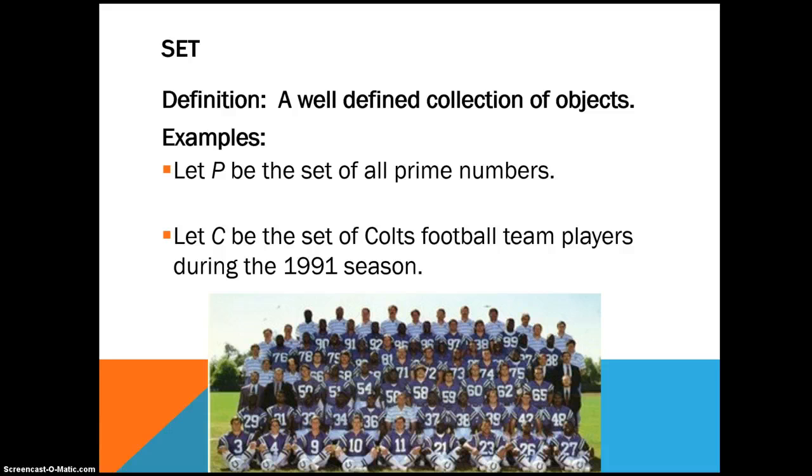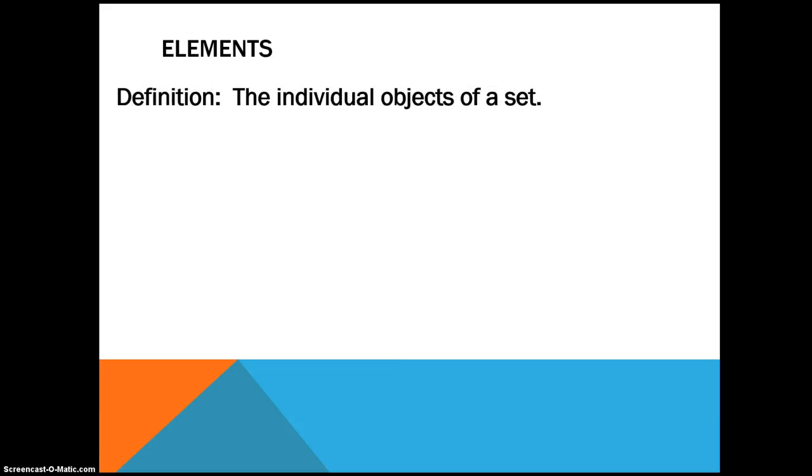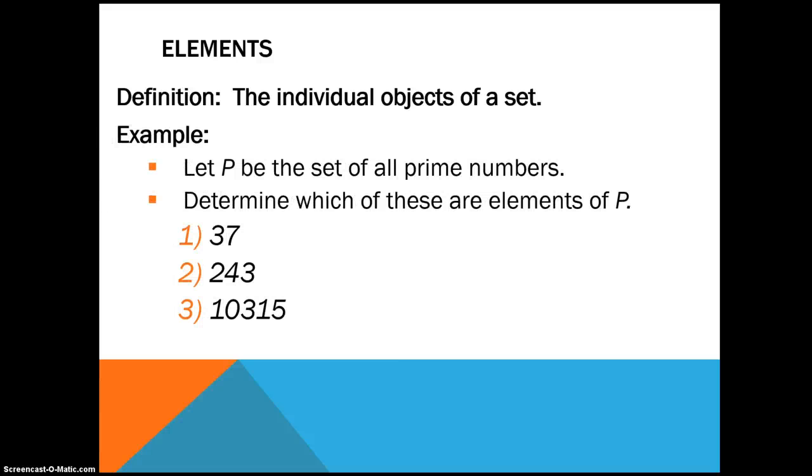The prime number set would be a pretty large one. It wouldn't be something we would want to deal with in this course because it's an infinite set. Okay, now sets are made up of things called elements. These are the individual objects of a set. So let's look at an example here. Let's go back to the set I mentioned in the previous slide, which is the set P of prime numbers. So let's determine which of these are actually members of that set.